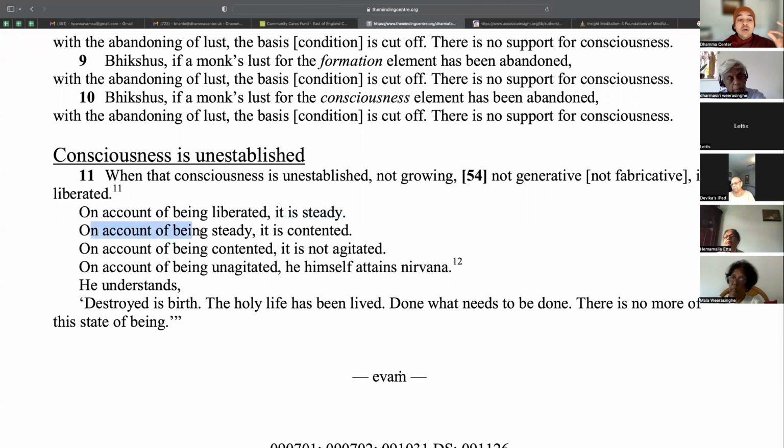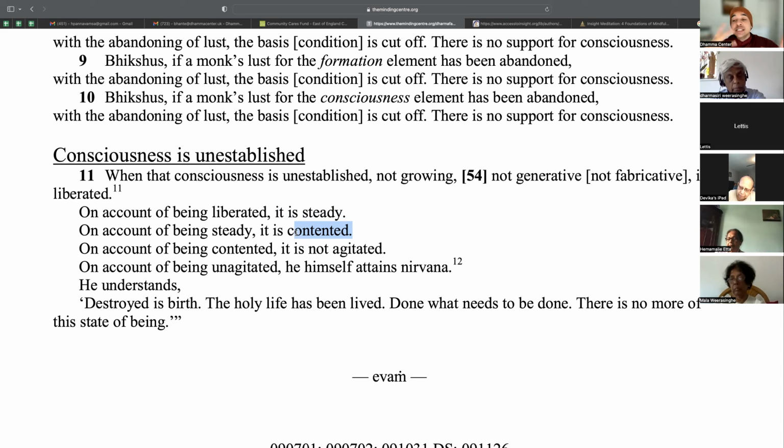So on account of being steady, it is content. Because of the lack of contentment, now, when we are in that position of samadhi, okay, we are there. But when the contentment is not there, what happens is a break happens. We come out of the samadhi and we start questioning contentment, right? That comes through, of course, balance. On account of being contented, it is not agitated. What is agitation? Vitakka vichara. That agitation does not arise.